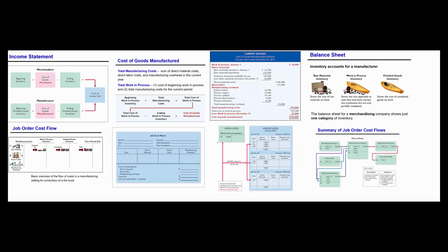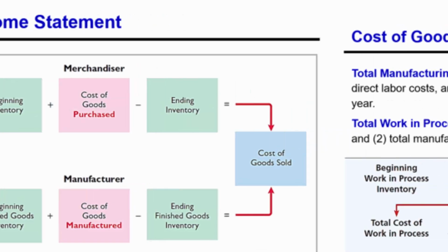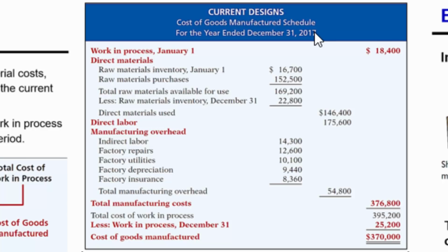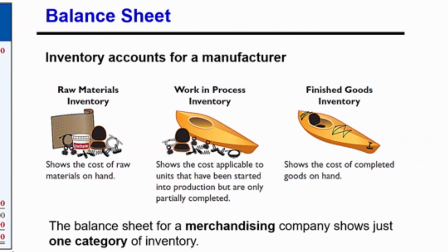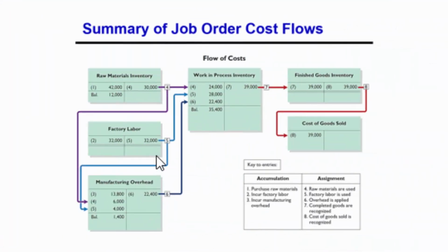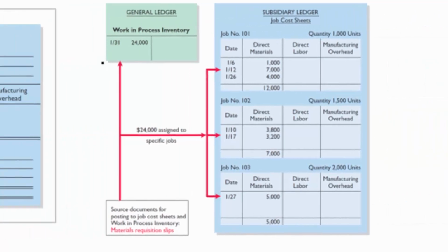One of the challenges of this topic is information overload. So a typical textbook will have something called a cost of goods manufactured schedule. It'll have a job order cost flow, a job cost sheet. You'll talk about these cost flows here, and it's all the same stuff. It's not 8 different topics, it's all one topic.